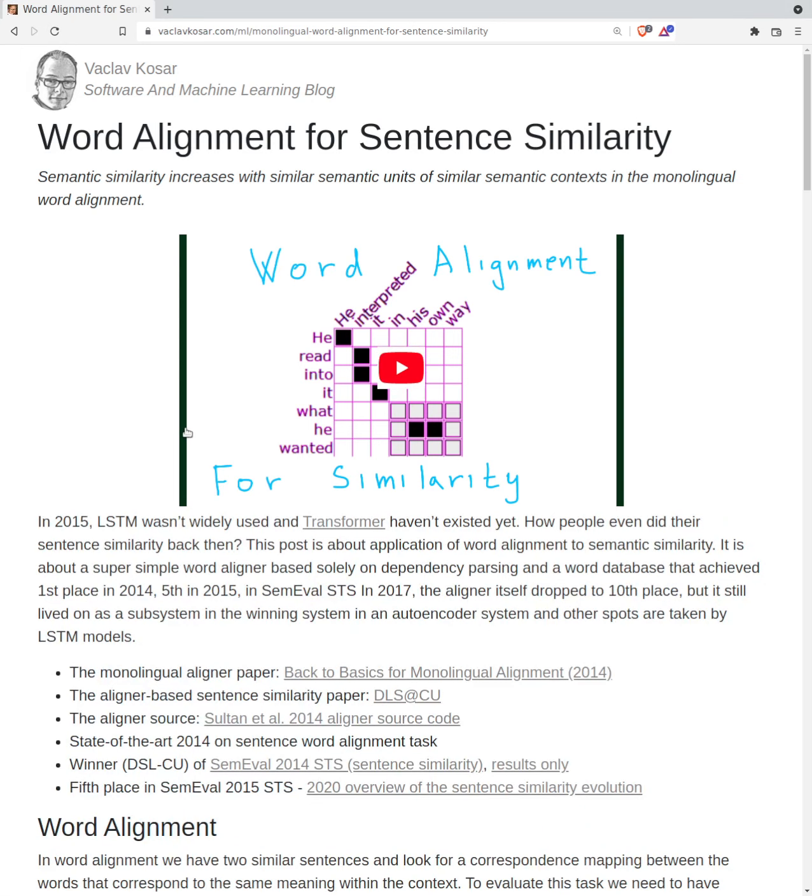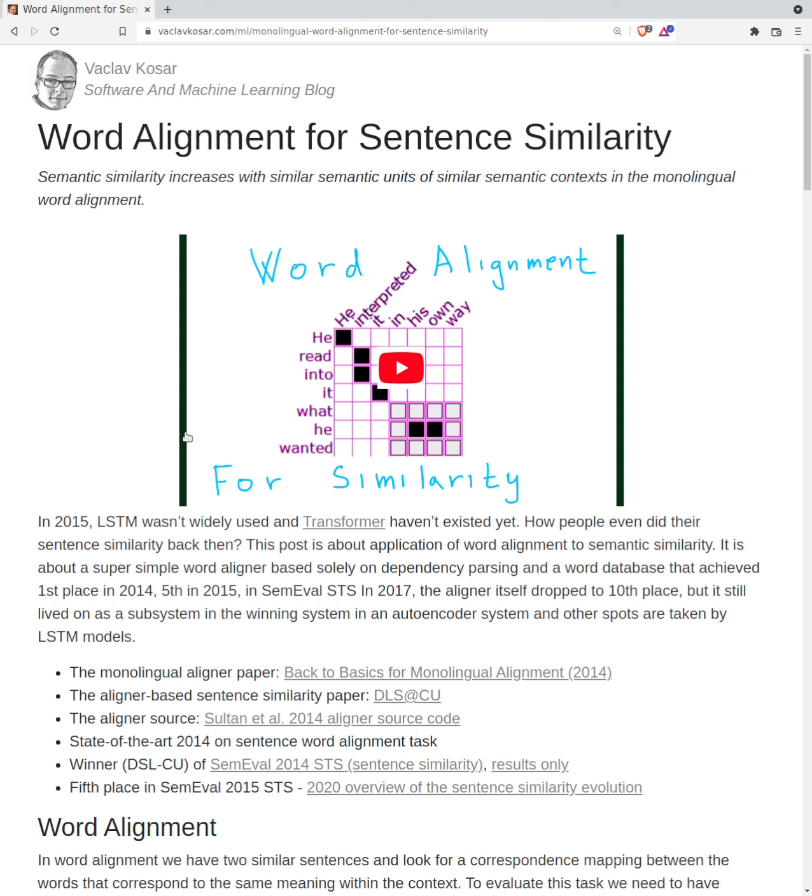Okay, let me refresh. In 2015, LSTM wasn't widely used and the transformer hadn't existed yet. So how did people do their sentence similarity back then? This post is about the application of word alignment to semantic similarity.